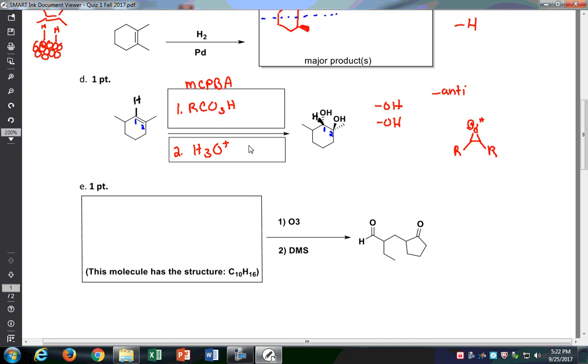Now if we look at E, we reacted our O3 and DMS, so that means we did our ozonolysis. At this point, we had only talked about double bonds, where if we have our double bond and we react with ozonolysis, we're going to form our aldehydes and our ketones and fully break the sigma bond. Whereas all of our other addition reactions, we did not fully break the sigma bond.